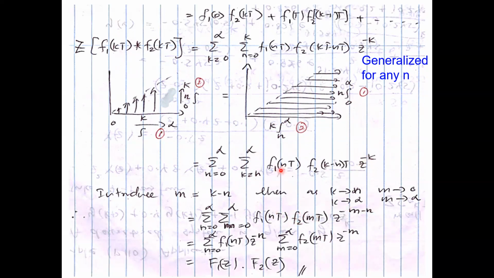So this is the convolution sum, f1(n) f2(k minus n) z to the minus k. Now we're going to introduce a new variable because we don't like this k minus n thing. We will substitute m for that: m equals k minus n. Now we are going to replace k, not only over here, but also in this k equals n to infinity limit.